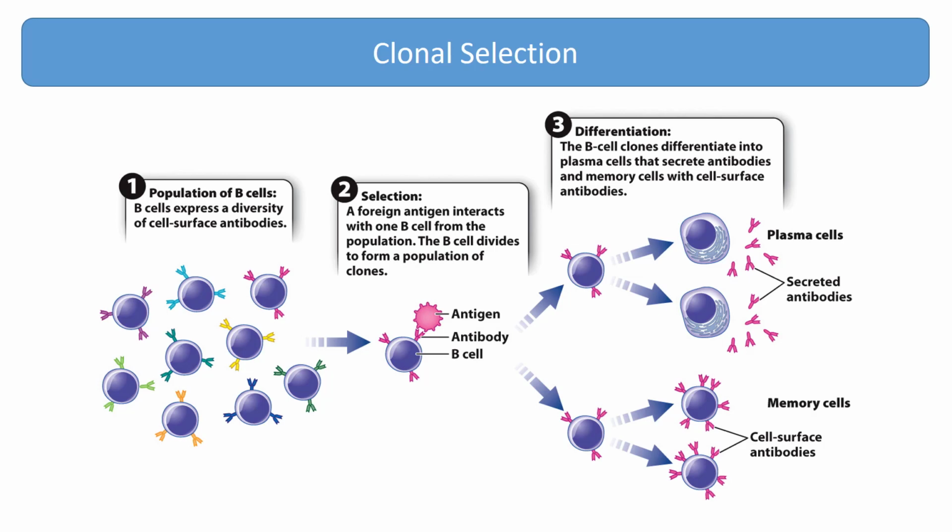Binding leads the B cell to divide and differentiate into 2 types of cells. One type, plasma cells, secrete antibodies having the same specificity as the parent cell. The second type, memory cells, are long-lived cells that contain membrane-bound antibodies having the same specificity as the parent cell.